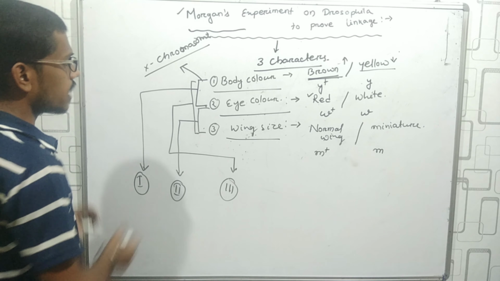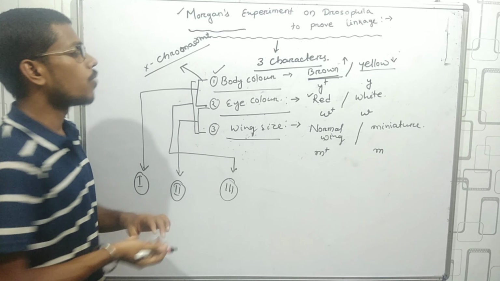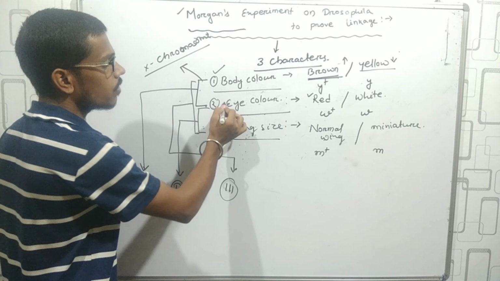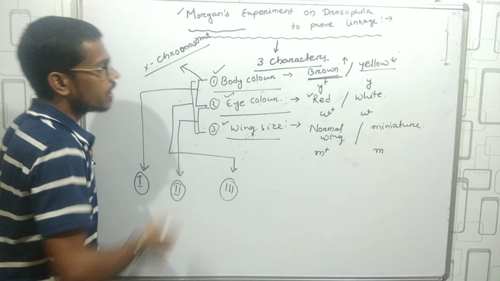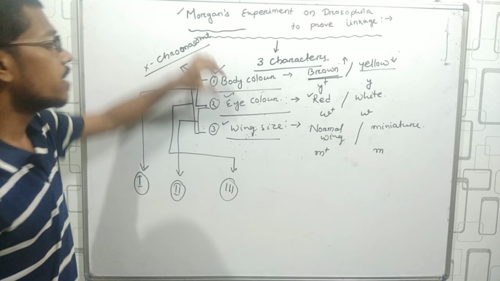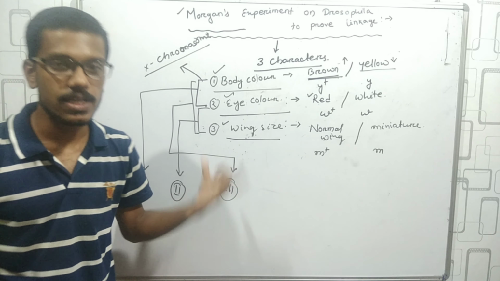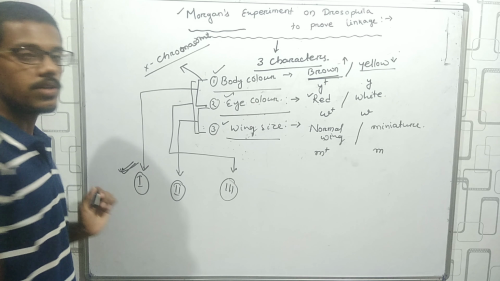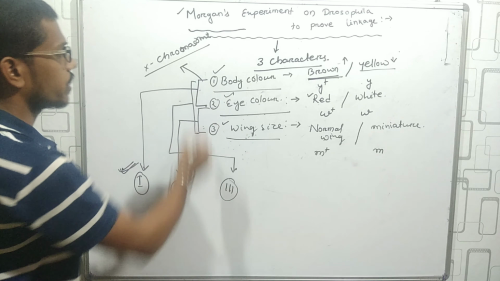So first dihybrid cross, that is performed between the body color and eye color, whereas the second is performed with the eye color and wing size, and the third dihybrid cross is performed by body color and the wing size. Okay, so let's go to the first dihybrid cross, that is between the body color and eye color.